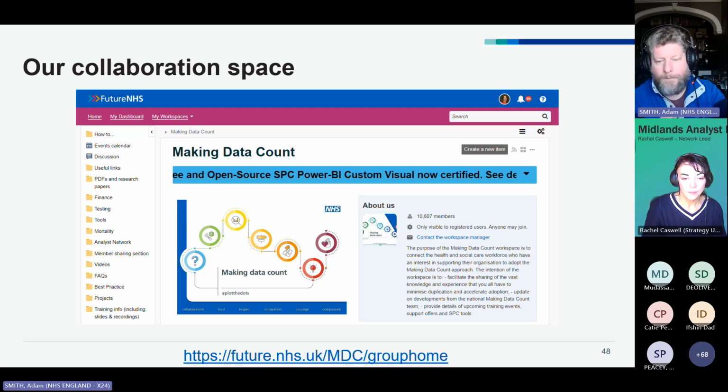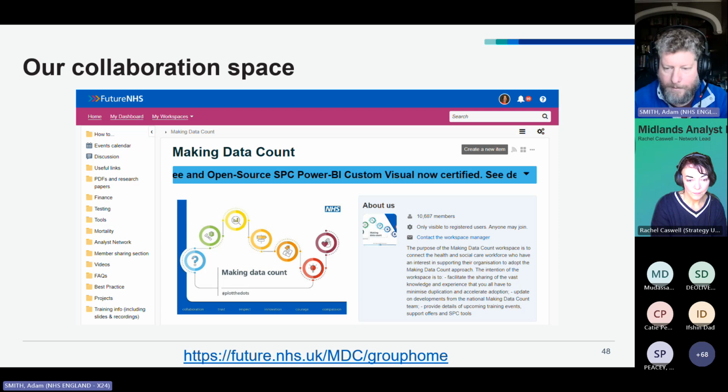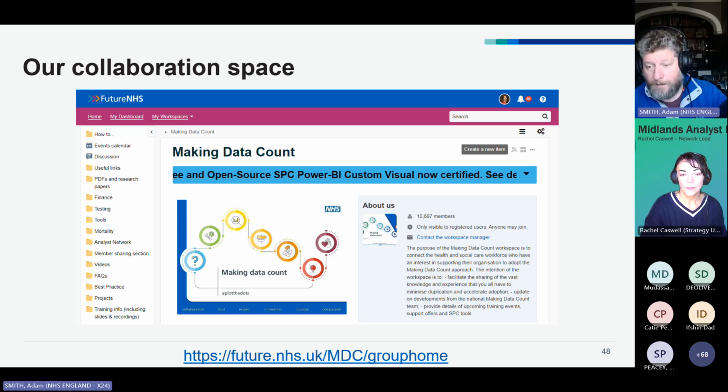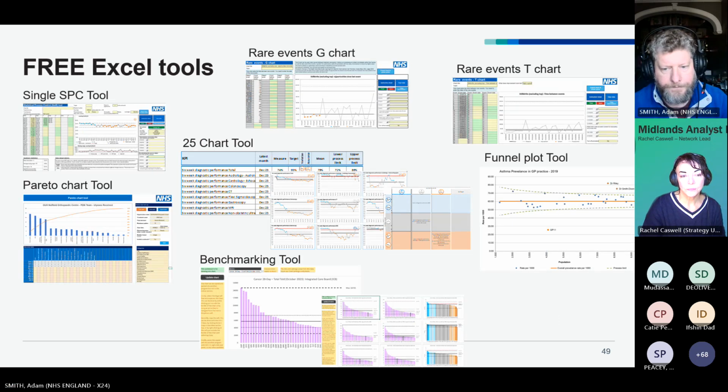Collaboration space. So this is probably one of the most important slides. If you don't do anything else, please do sign up to this Futures Workspace. This is where we share everything. So we share all our calendar, our events, our training, slides, materials, tools, videos, etc. There's also a really lively discussion forum with people from all over the world, experts in SPC answering questions on there for us. So please sign up to that. I'll put the link in the chat as well in a second.